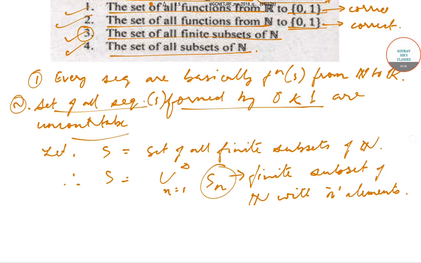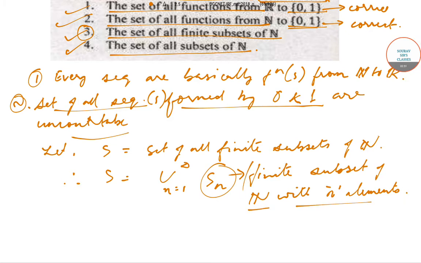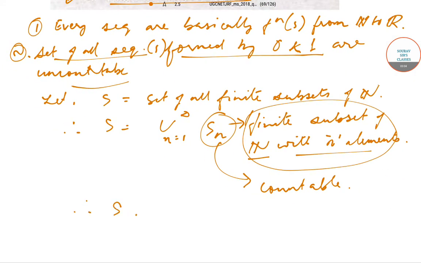Now we know that since Sn is a finite subset of N with n elements, we can say that Sn is countable, and we know that the union of countable sets is a countable set. So therefore S is also countable. So statement 3 is false.